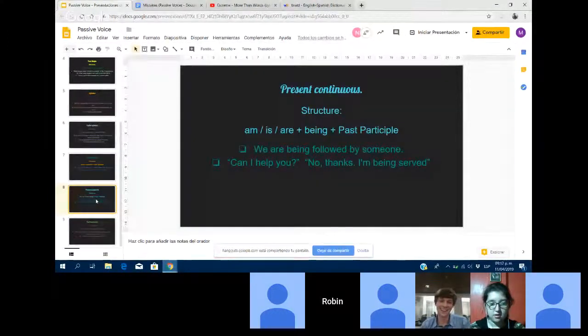So we have present continuous. In the structure, you use, of course, the verb to be: am, is, or are. It depends on the case, on the subject, on the pronoun, and after that you use being with ing, and then you have the past participle. So, could you read the first example, Paola?